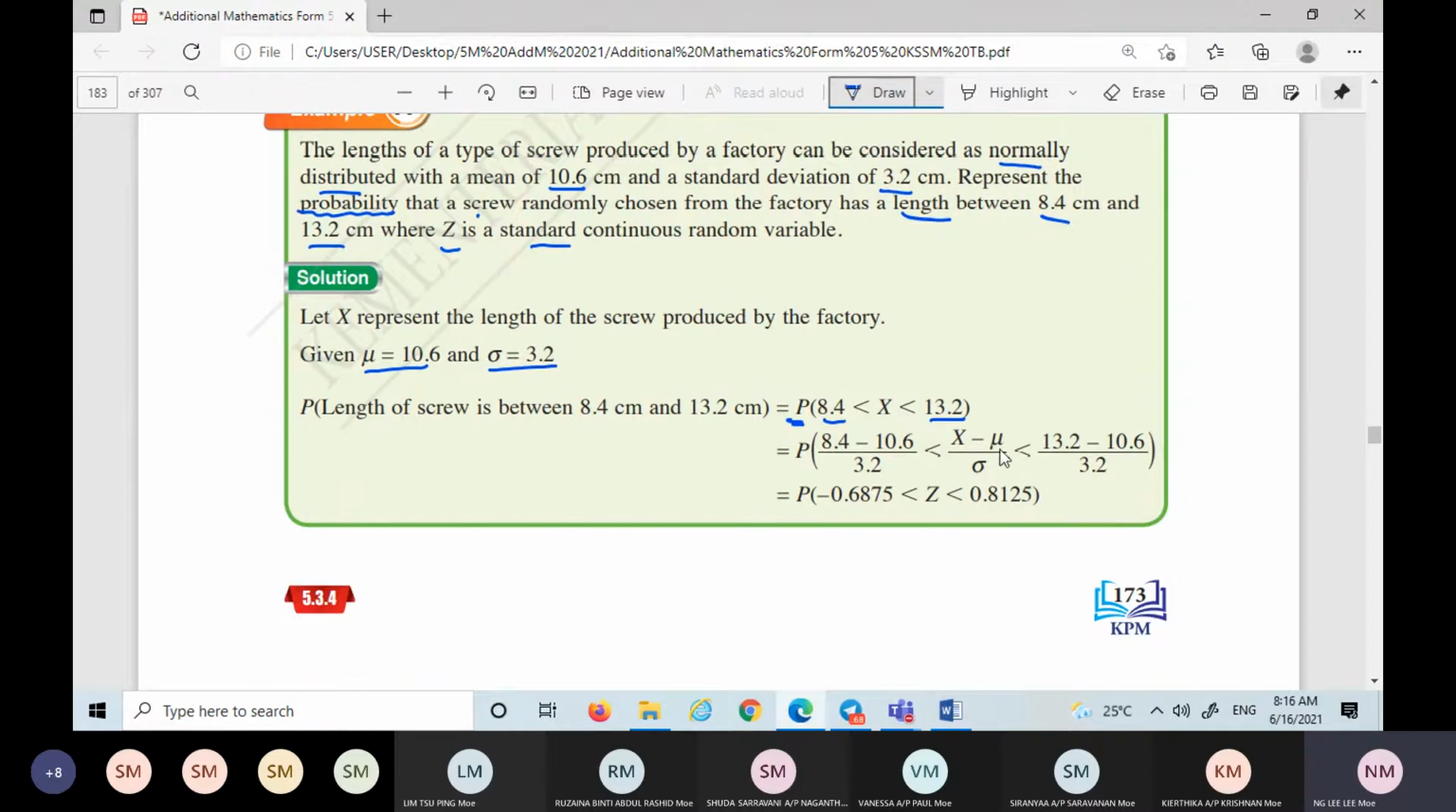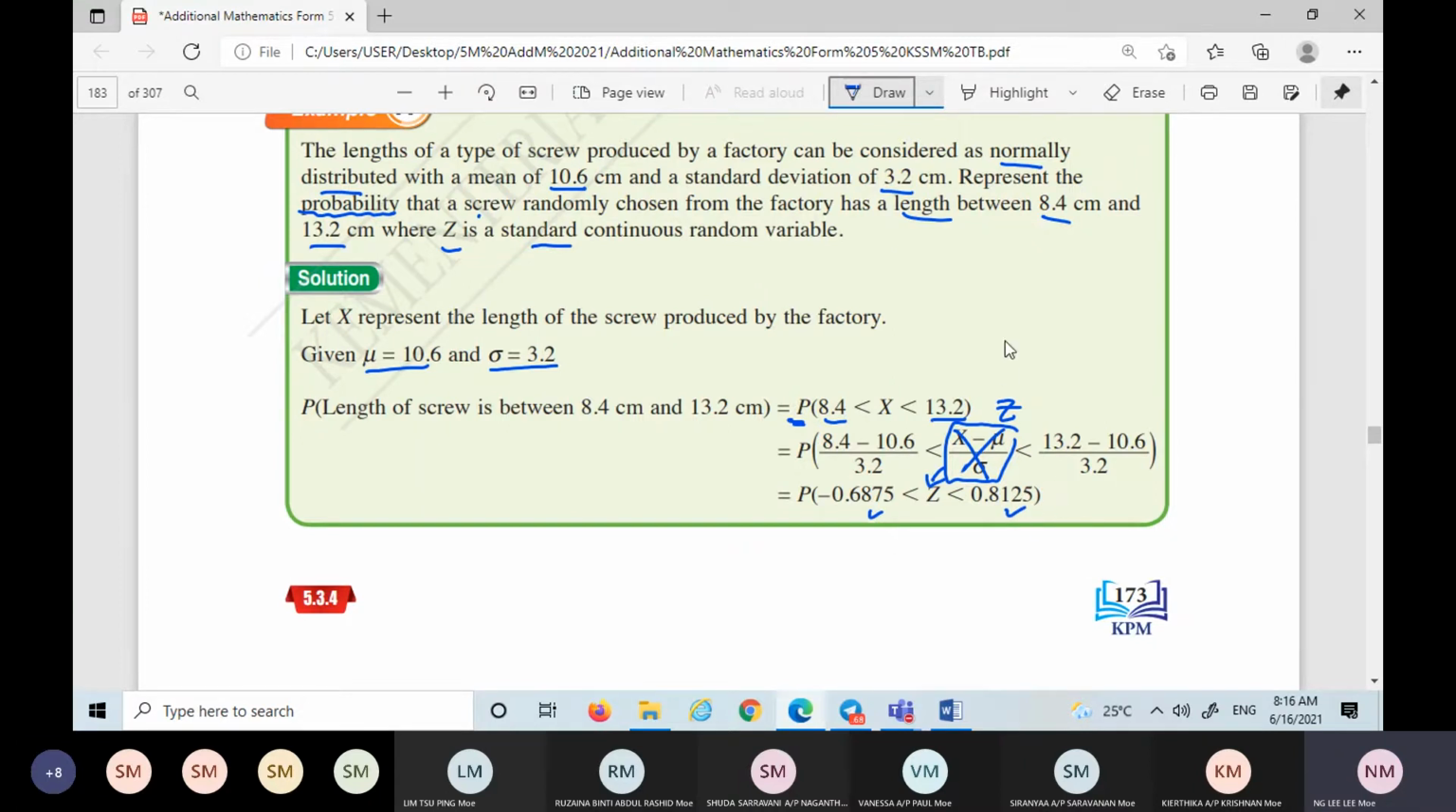But for the x, you don't write minus 10.6 and then divide by 3.2, there's no point, because this one you are going to write as Z only. So you can remain as x minus mu over sigma, or in one shot you can straight away write Z. But remember your 8.4, the lower boundary, and the upper boundary 13.2, you have to minus mu divided by sigma. So here minus 10.6 divided by 3.2, this is what you get, and here you minus 10.6 divided by 3.2, this is what you get.